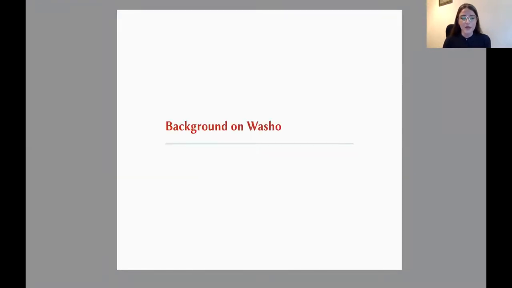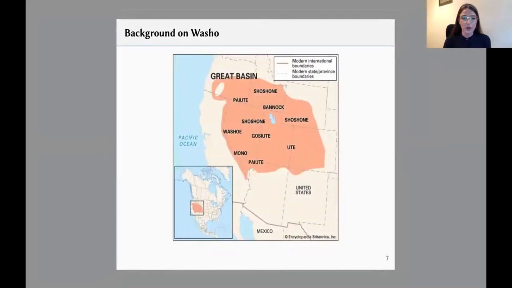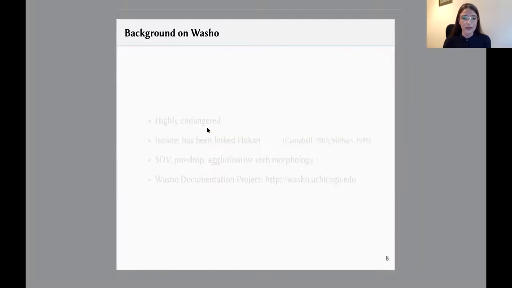So I'll start now with the background on the language that I'm talking about, which is Washoe. And here is a map of where it's spoken. This is the Great Basin areal region of the Western United States. And Washoe is spoken here around Lake Tahoe on the border of California and Nevada. In Washoe.